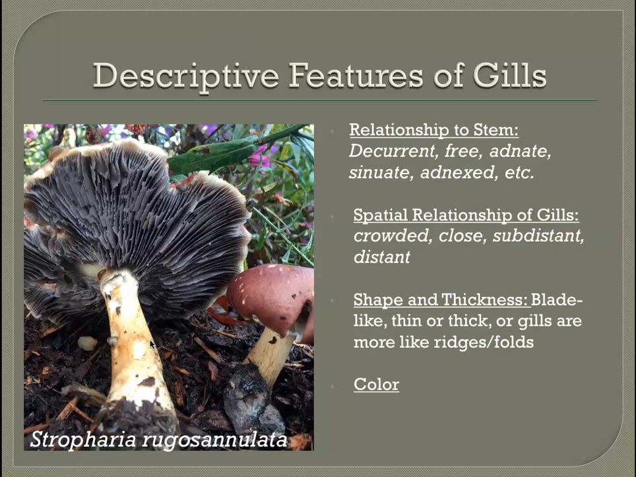Gills are also called lamellae. I probably won't say that too often. It might slip out here and there, just so you know. And some of the descriptive features that we're looking for, we'll start with the shape and the thickness. We'll kind of go backwards here. The shape and the thickness is important. These look like thin blade-like gills. You can see that they're fragile. Slugs have been eating on this, and this mushroom was kicked over by accident.